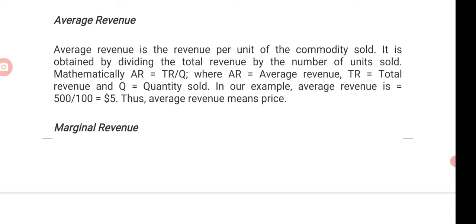Mathematically, AR is equal to TR upon Q, where AR is average revenue, TR is total revenue, and Q is quantity sold. In our example, average revenue is equal to 500 upon 100, which is $5. Thus, average revenue means price.